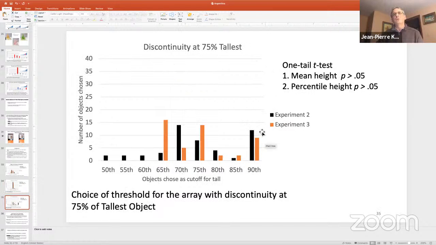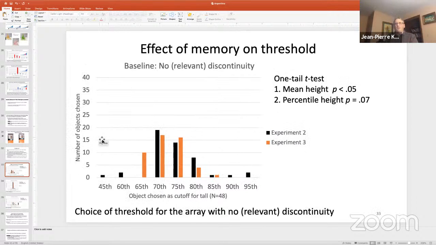And the same is true for when there is a discontinuity at the 90th percentile, which, remember, is 75% of the maximum height. So this is the only one where you find a result, because there is not enough variance in the choices by our participants. And as predicted, people still prefer the 75th percentile objects as threshold, and second, the choice of threshold is moved down a little bit, okay?